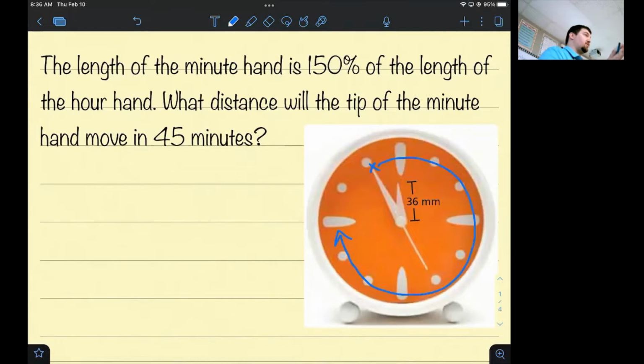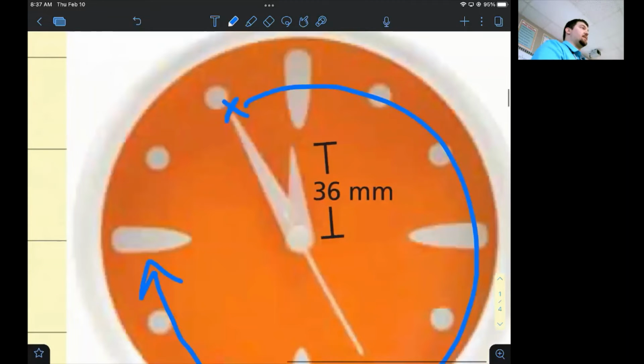Okay, so it's not a full circle. However, because I'm talking about the distance around a circle, I'm still going to use circumference. So if I'm going to use the circumference of a circle, I need to know its diameter. I don't even know what the radius is because all they give me is the hour hand. I need the length of the minute hand.